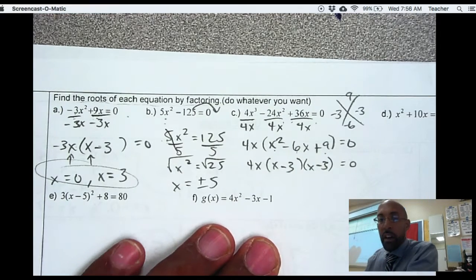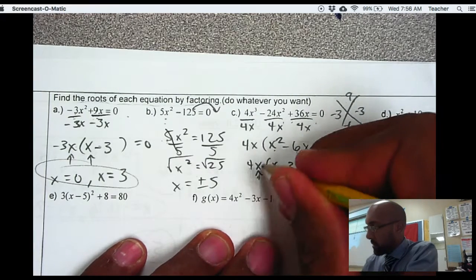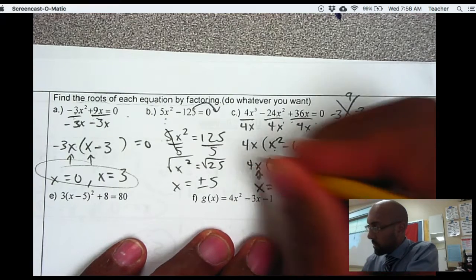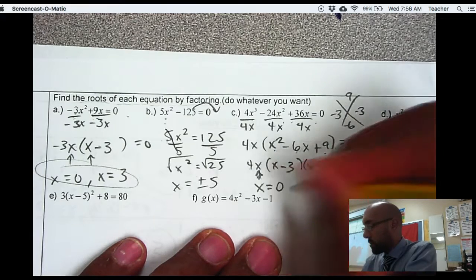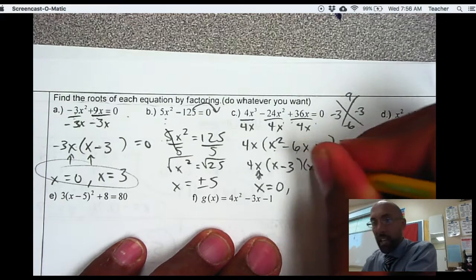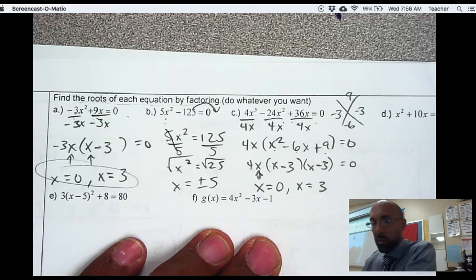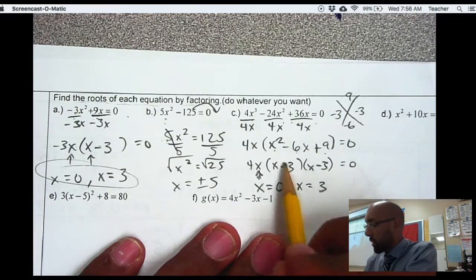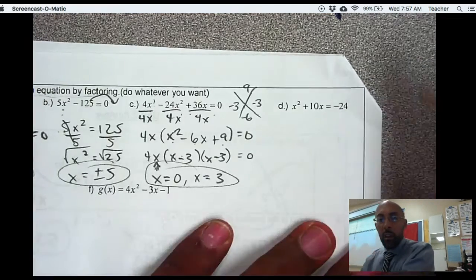All right, now I can find the solutions. Starting with the 4x on the outside, that's going to give me a solution, because 4 times 0 is 0. Then these are both the same, both x minus 3, so that means there's only one more solution, which is x equals 3. Just like over here where it's x minus 3. So now we have 2 of them.